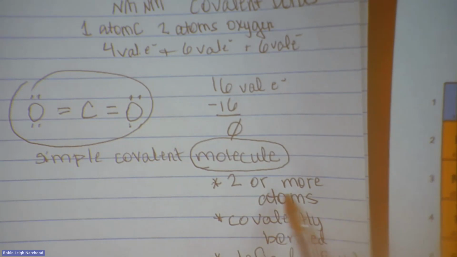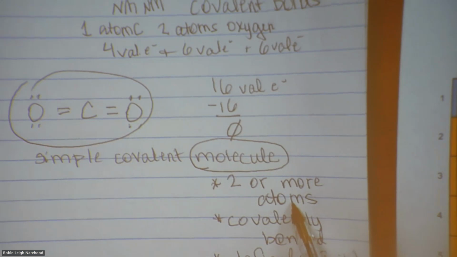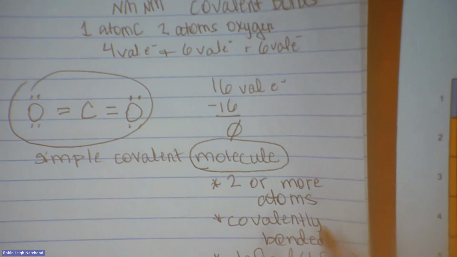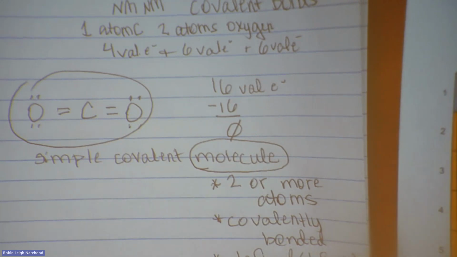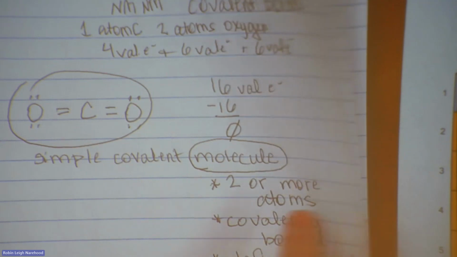So what this means up here, 2 or more atoms, it's not monoatomic. It's not just one symbol. They have to be something that has covalent bonds. And if you see a structure or you see a formula, that's the number of atoms there are. So not everything is a molecule.